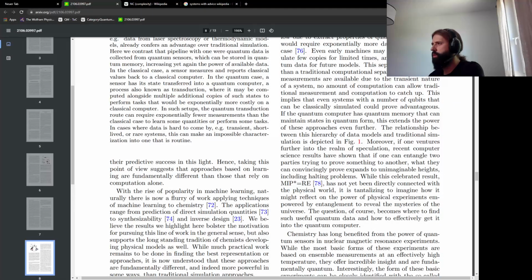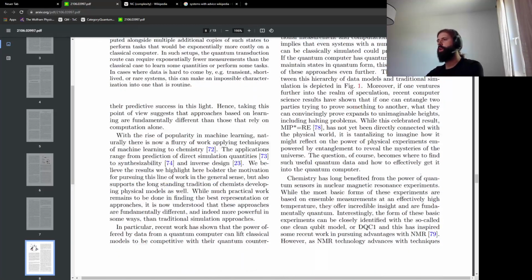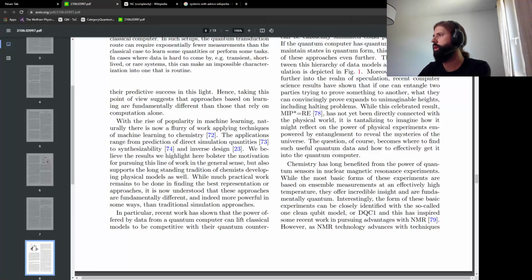With the rise of popularity in machine learning, naturally, there's now a flurry of work applying techniques of machine learning to chemistry. The applications range from prediction of direct simulation quantities or synthesizability and inverse design. We believe the results we highlight here bolster the motivation for pursuing this line of work in the general sense, but also support the long-standing tradition of chemists developing physical models as well. While much practical work remains to be done in finding the best representation for our approaches, it is now understood that these approaches are fundamentally different and indeed more powerful in some ways than traditional simulation approaches.